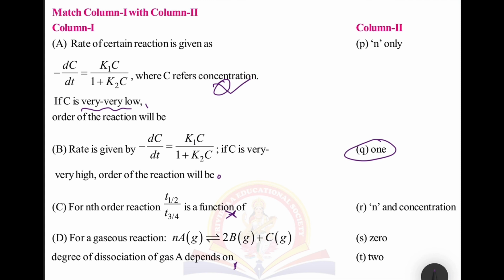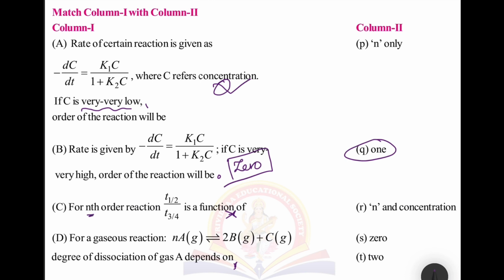Rate is given by minus dC by dt, that is the decrease in concentration, K1C by 1 plus K2C. If C is very high, the order of the reaction is going to be 0. It is going to be a 0 order reaction.